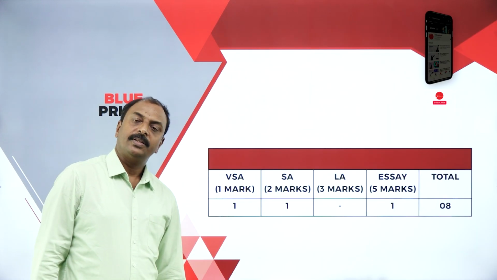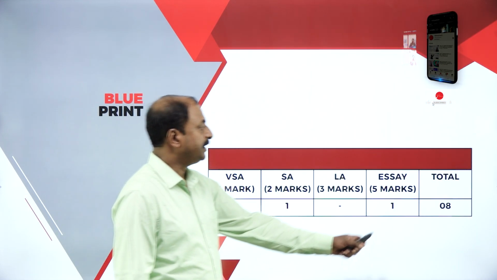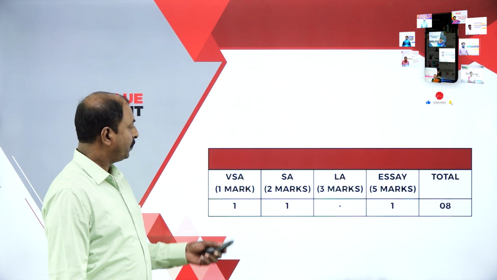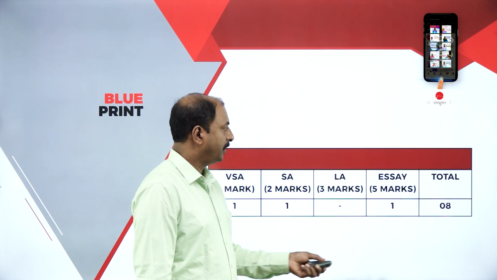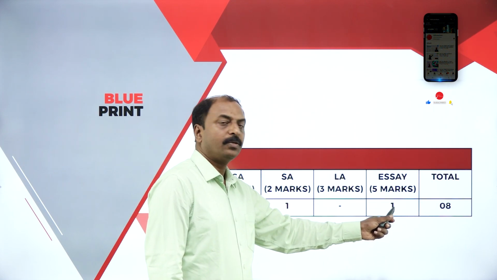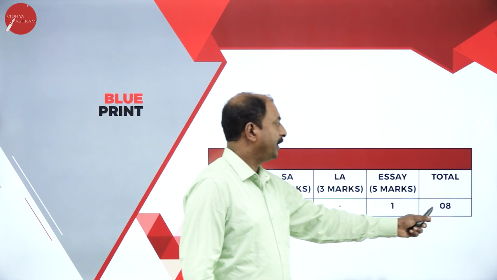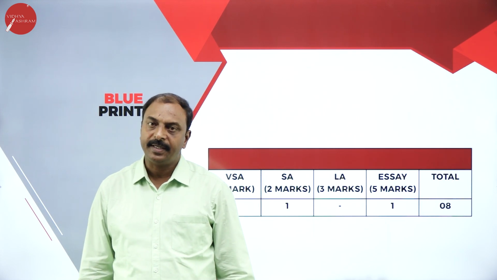Now, the weightage of the chapter is 8 marks. Here, 1 mark question is 1, 2 mark question is 1 and 5 marks question is 1. So, totally the weightage of the chapter is 8 marks.